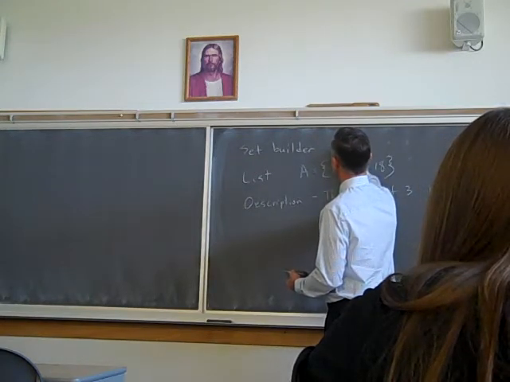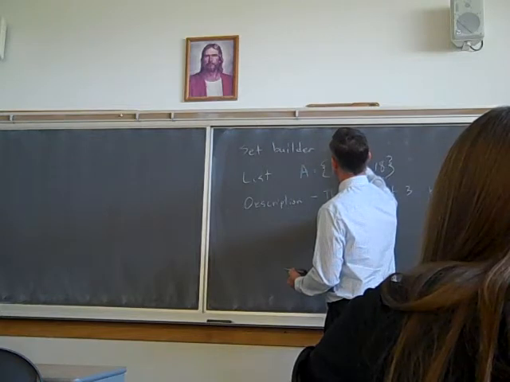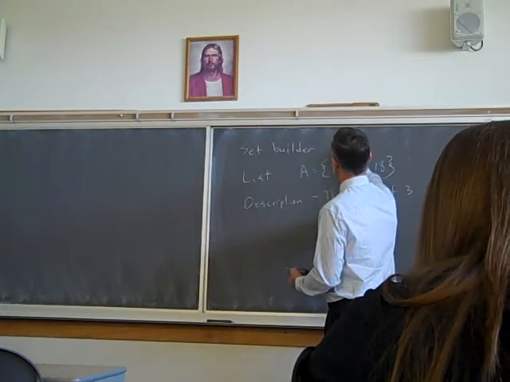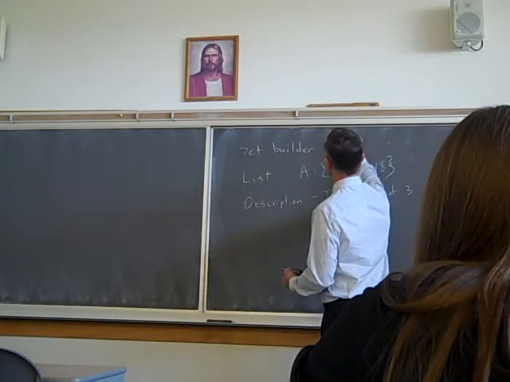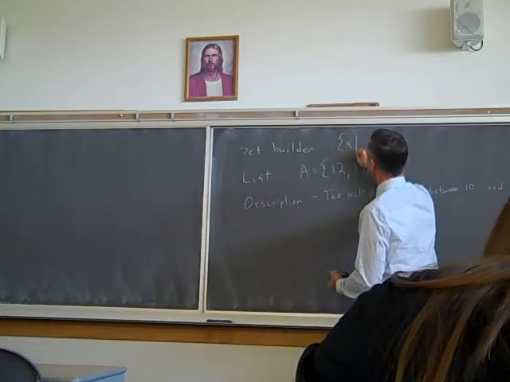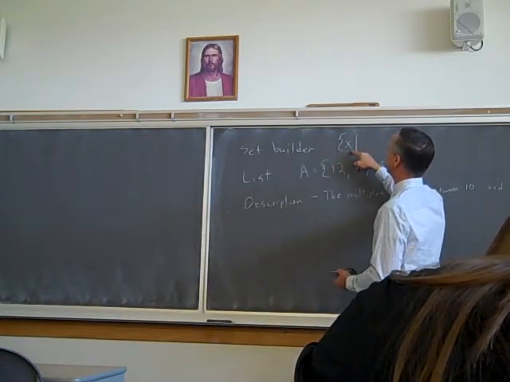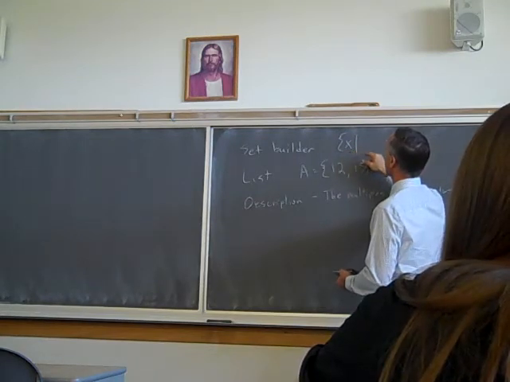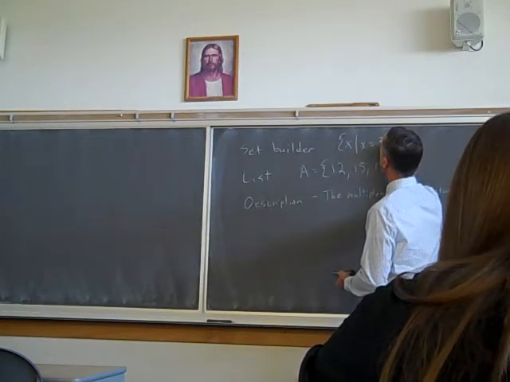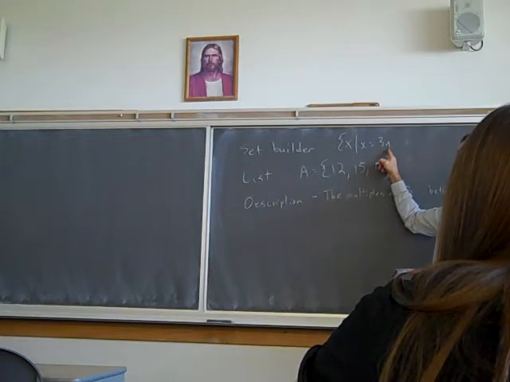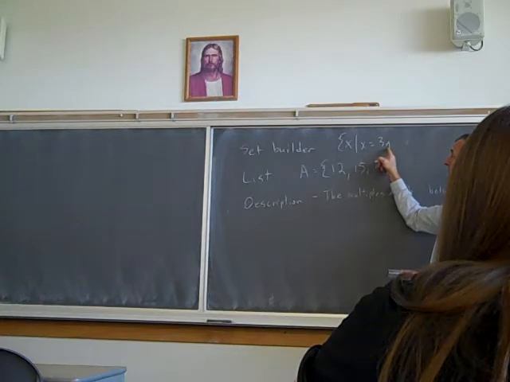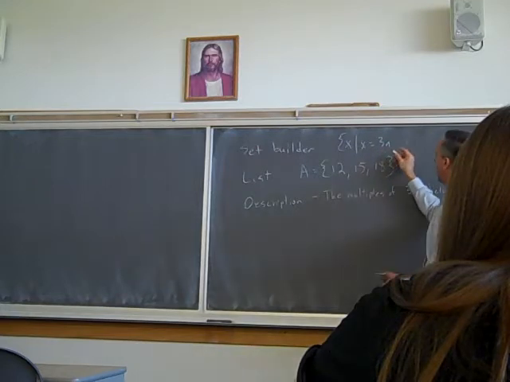So in order to do that, we want to say it's the set of all x's such that what? X is equal to 3n. By multiplying something by 3, that guarantees it's a multiple of 3, right? So x is going to be a multiple of 3 is what we're saying by this. Okay?